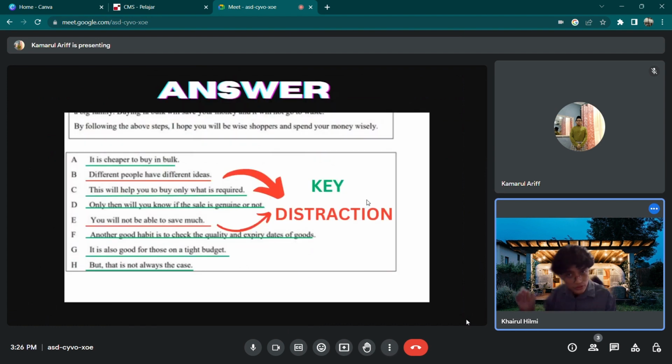Okay, this is the answer provided. There are 8 provided sentences, and you need to choose only 6. So there are 6 keys and 2 distractions only. That's all for part 4, paper 1. I will let the next presenter perform part 5, paper 1.